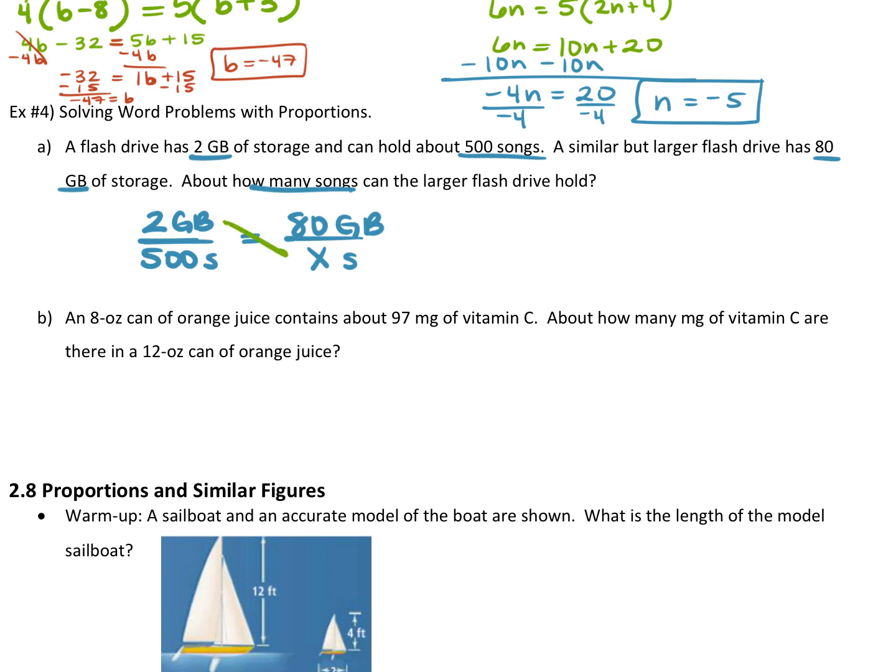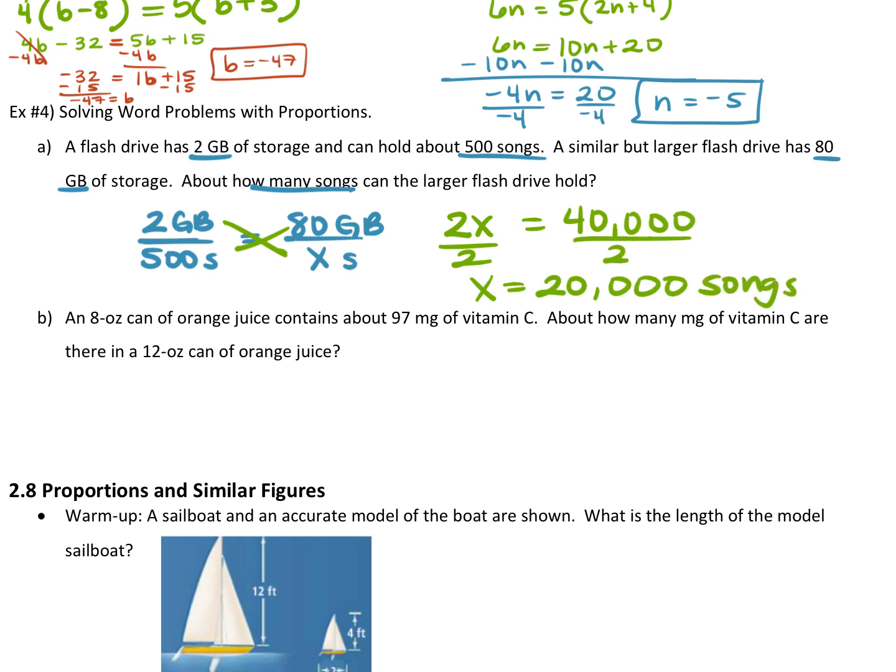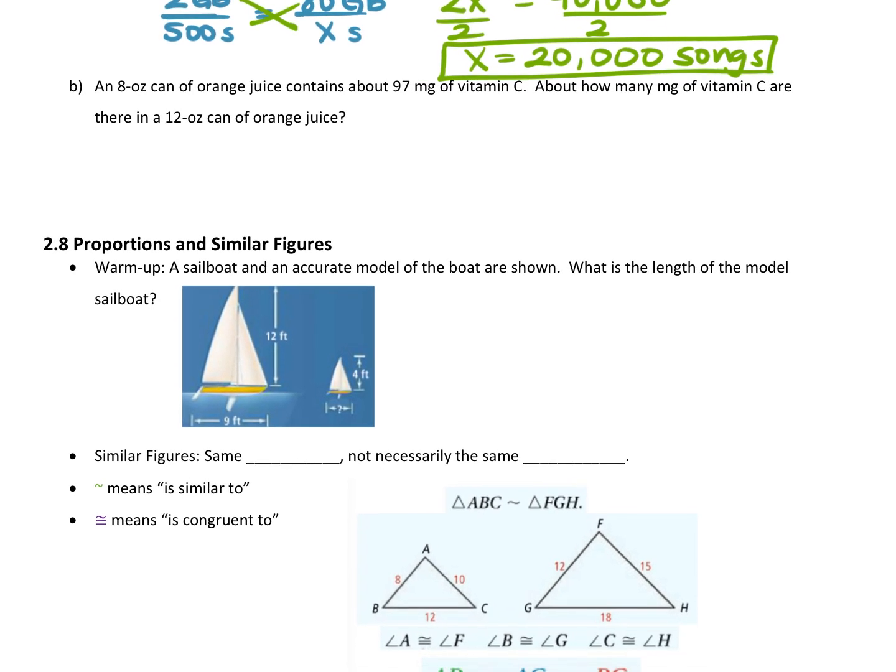So cross multiply this, you get 2x equals, what is that, 40,000? And then divide by 2. So x equals 20,000 what? Songs. Make sure on a word problem that you label it 20,000 songs. Okay? You try letter B then. An 8-ounce can of orange juice contains about 97 milligrams of vitamin C. About how many milligrams of vitamin C are there in a 12-ounce can of orange juice? Set it up and solve it.